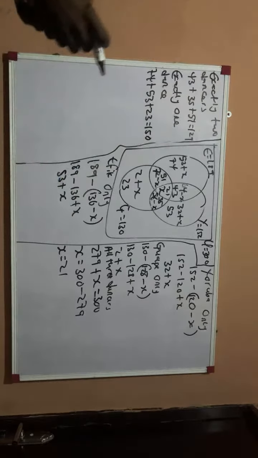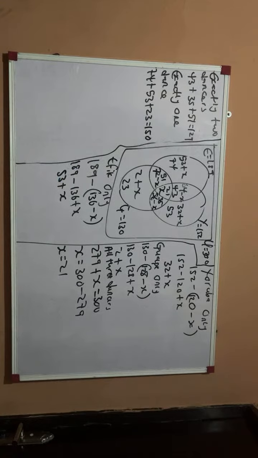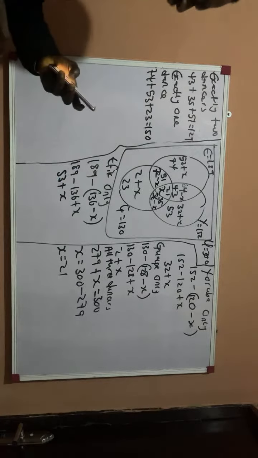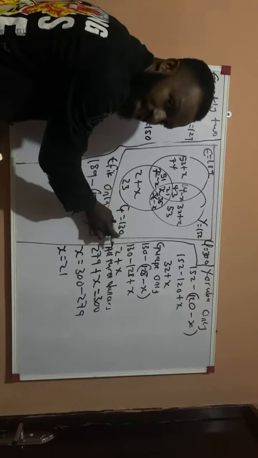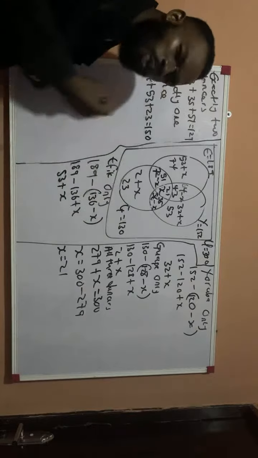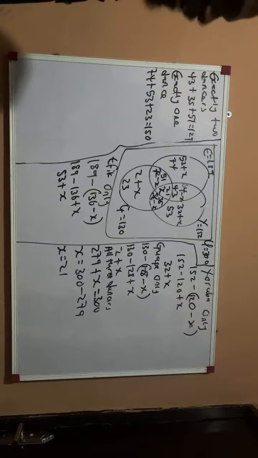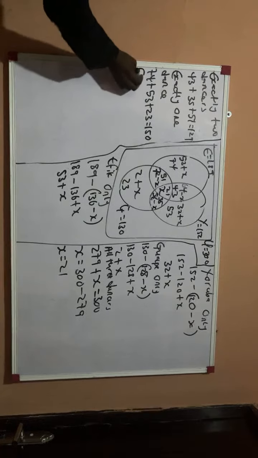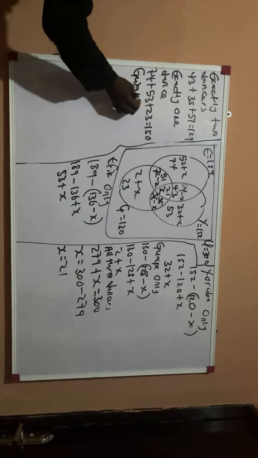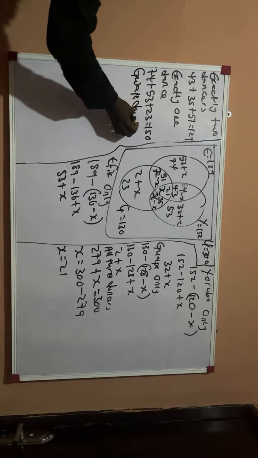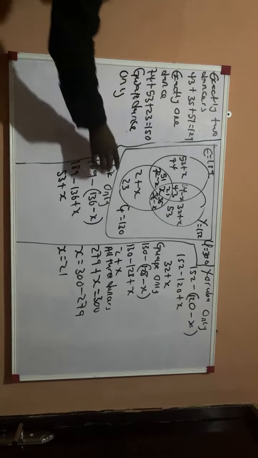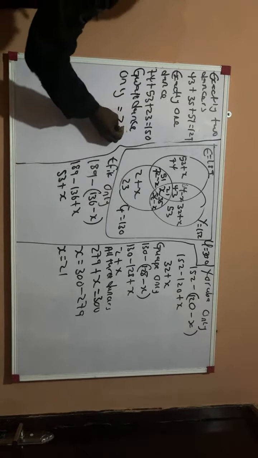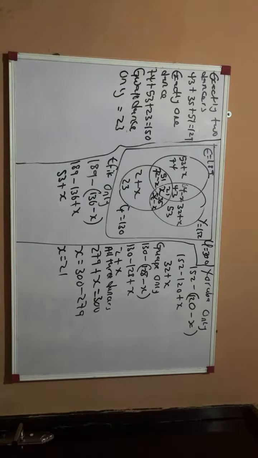Now the last question here says, how many viewers like Guape dance only? Now you see, this is Guape dance 130, but this inside is Guape dance only, which is 23. So Guape dance only becomes, what do I have here? 23. So this is the answer to that examination question for that year.